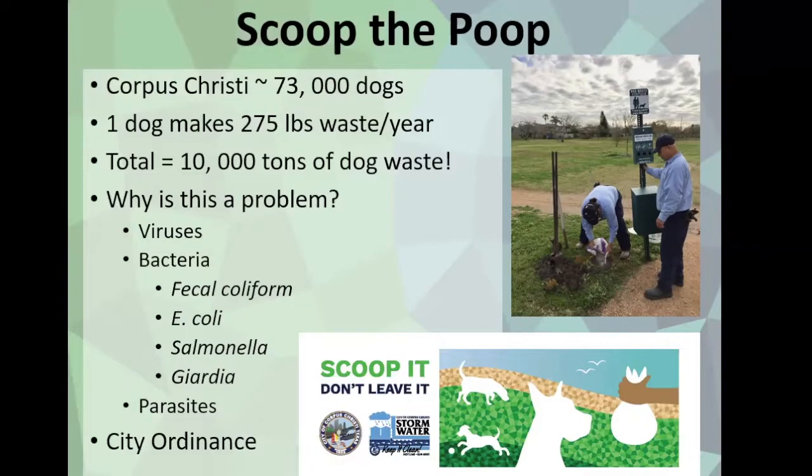Actually, a few bodies of water, including the Corpus Christi Bay, have been designated by the Texas Commission on Environmental Quality, or the state of Texas, and the federal government as having too many bacteria sometimes during the year. And they've required us to implement certain programs to help reduce the number of bacteria. One of them is getting people to scoop the poop and help reduce the amount of dog waste that's left on the ground to help reduce these bacteria levels. It's also required by city ordinance, so even on private property, you are supposed to scoop the poop for your dog at least once a day.